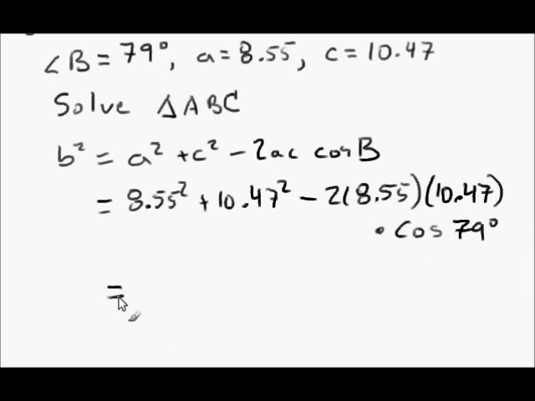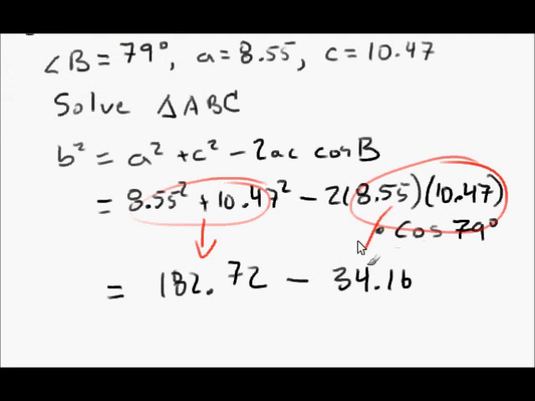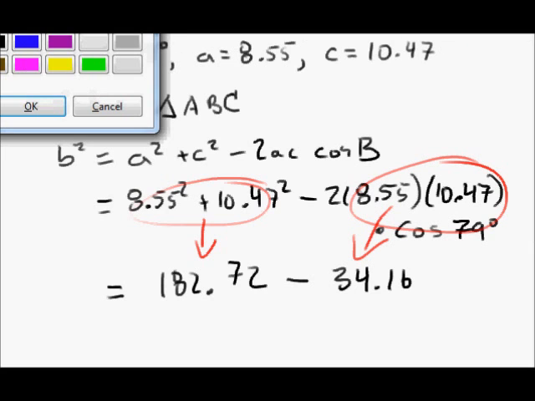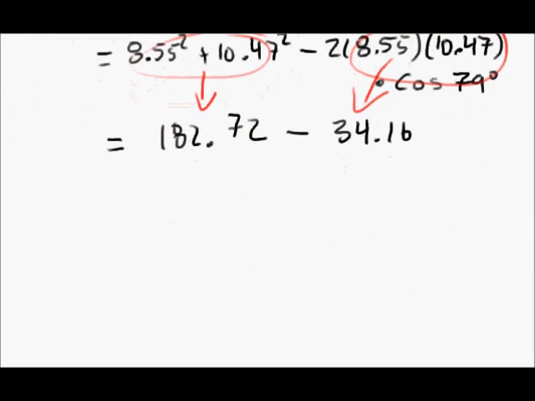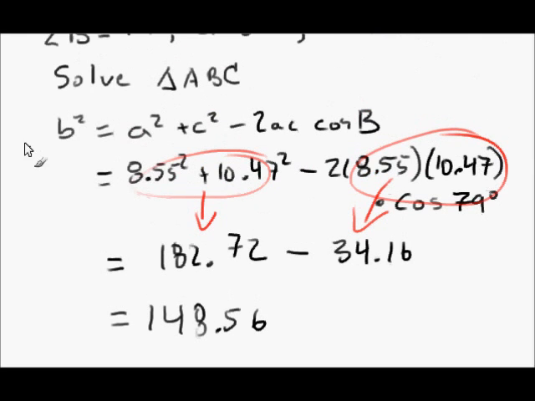Alright, and then we'll simplify all this stuff. If we do the calculations, we can find that this sum right here is 182.72, and we'll stick to 2 decimal places, and this product right here is 34.16. So again, this sum is giving us this, and all of this product is giving us that. Now we just need to take the difference and we'll be set. And that difference is, let's see here, 148.56.